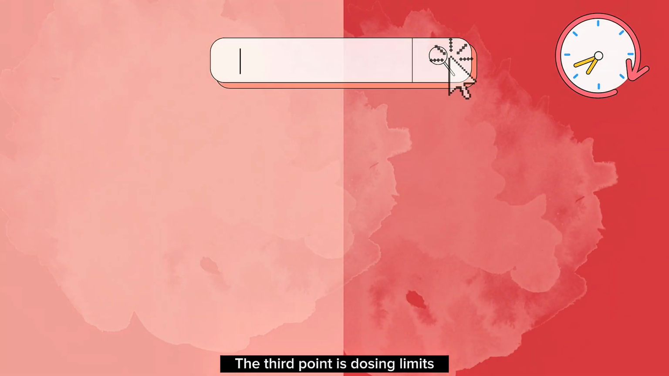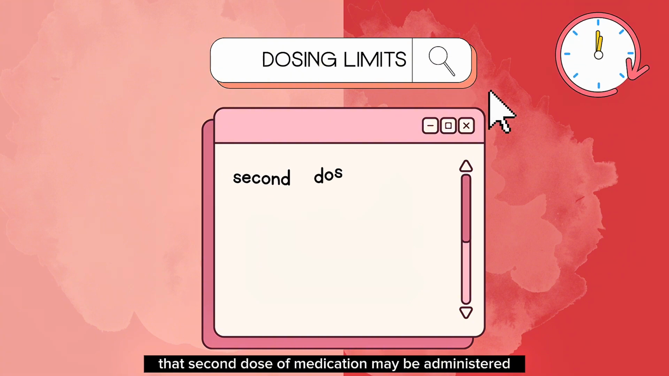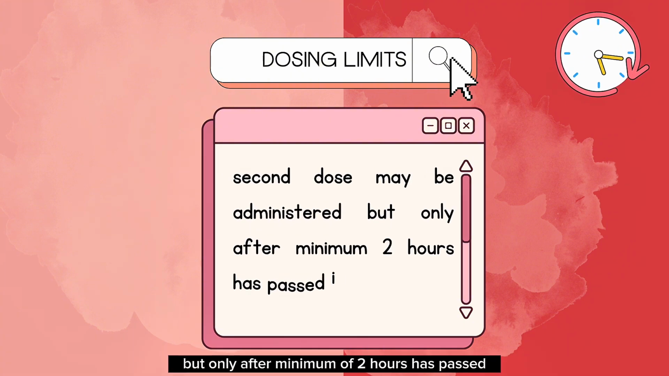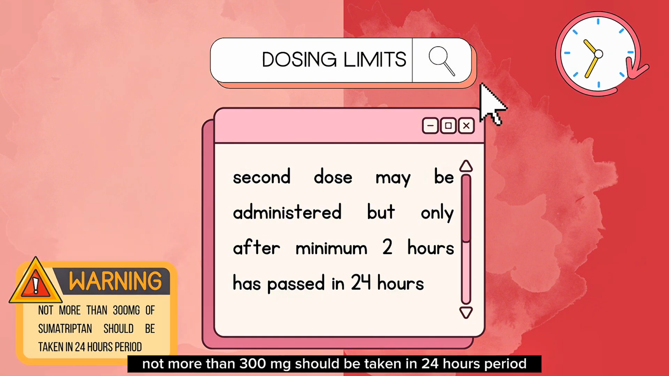The third point is dosing limits, where you should remember that a second dose of medication may be administered, but only after a minimum of 2 hours has passed in 24 hours. And remember, not more than 300 mg should be taken in a 24 hour period.